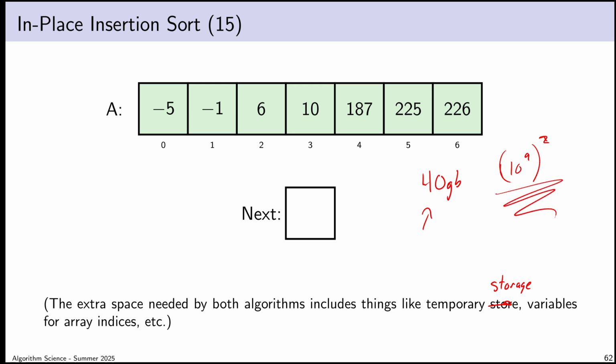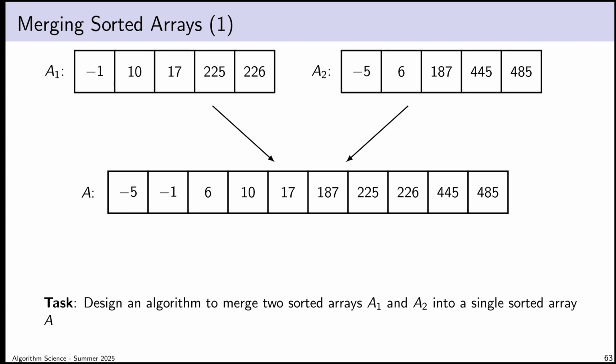On the other hand, actually, an n log n algorithm for 10 to the 9 wouldn't be the worst. It would take a while, but it wouldn't take that long. You can get that done in a reasonable amount of time.